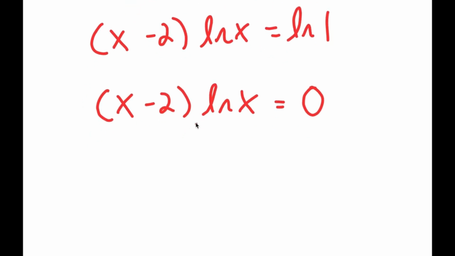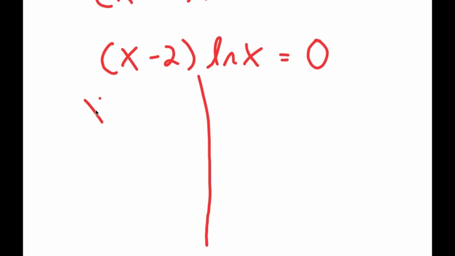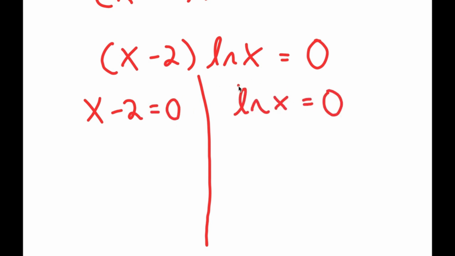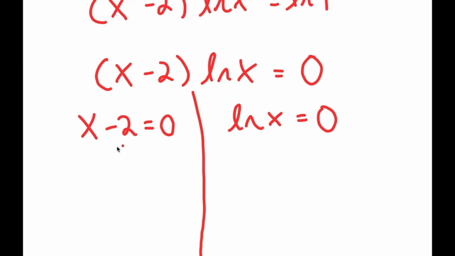Now from here, I get two equations. I get x minus 2 is equal to 0, and I also have ln of x is equal to 0. And all I have to do to solve the first is to add 2 on both sides. So then these two cancel out, and I'm left with x is equal to 0 plus 2, which is 2.